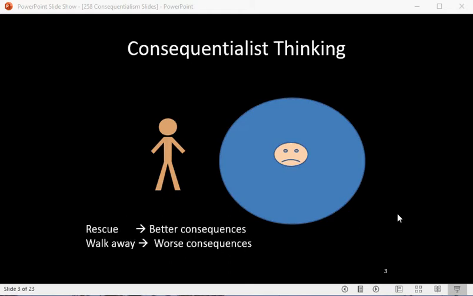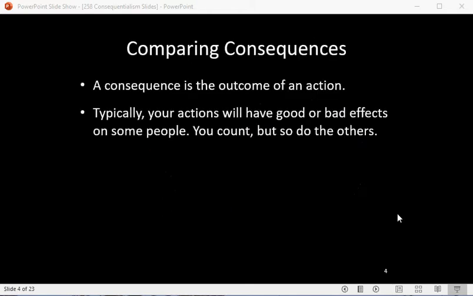So here in the lower left, I have the two alternatives. It seems quite clear that rescuing the child is going to have better consequences. Simply walking away is going to have worse consequences. So consequentialism is going to imply here that it's morally right for you to rescue the child, morally wrong for you to walk away. That's the idea.